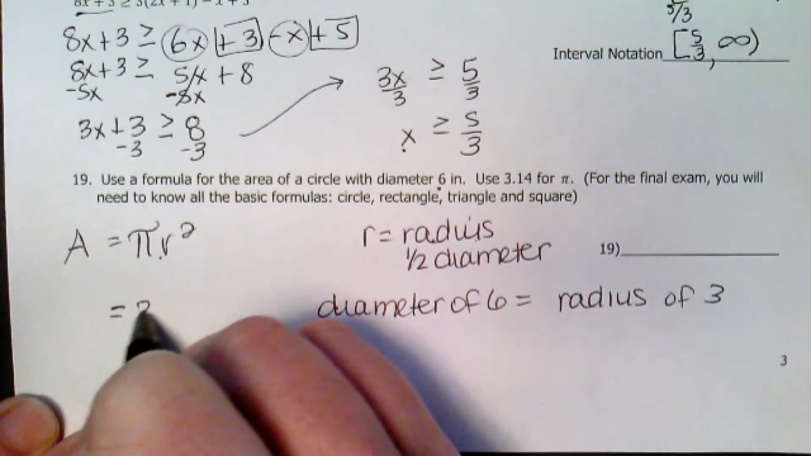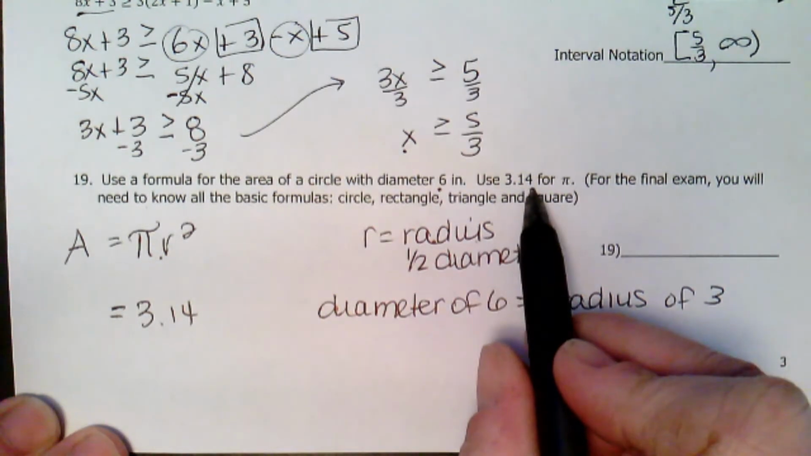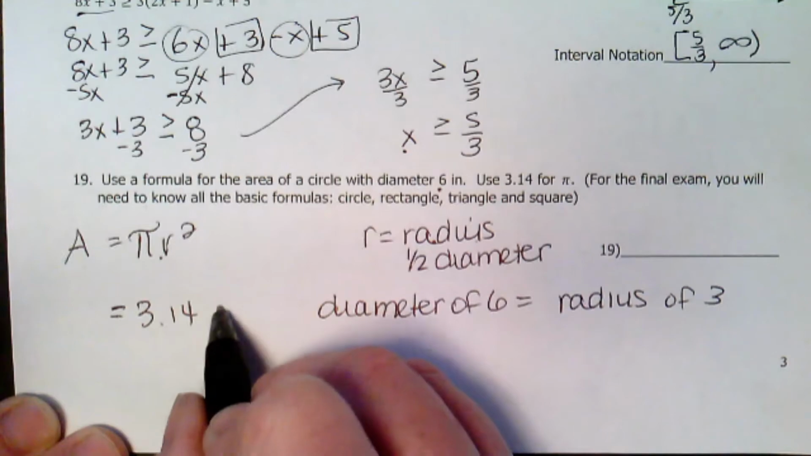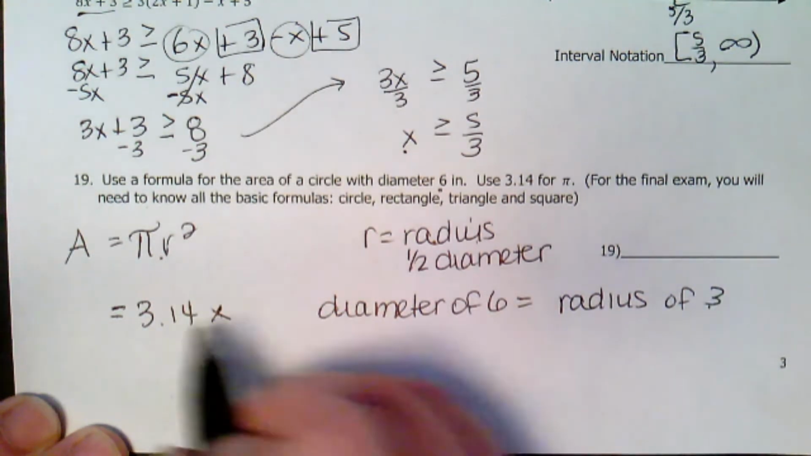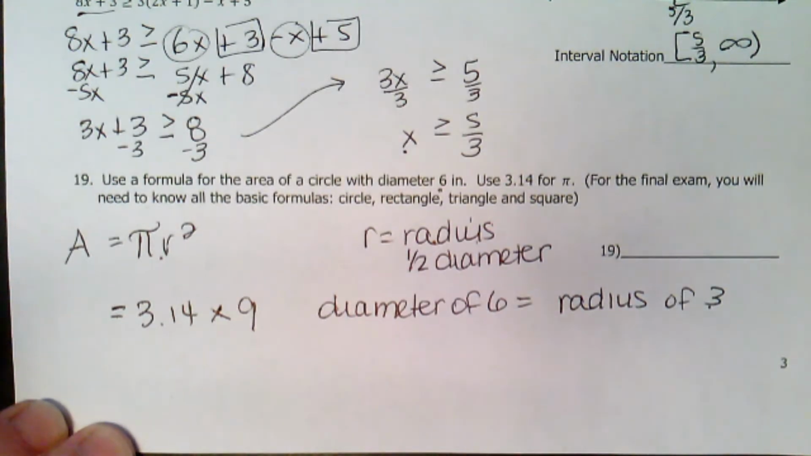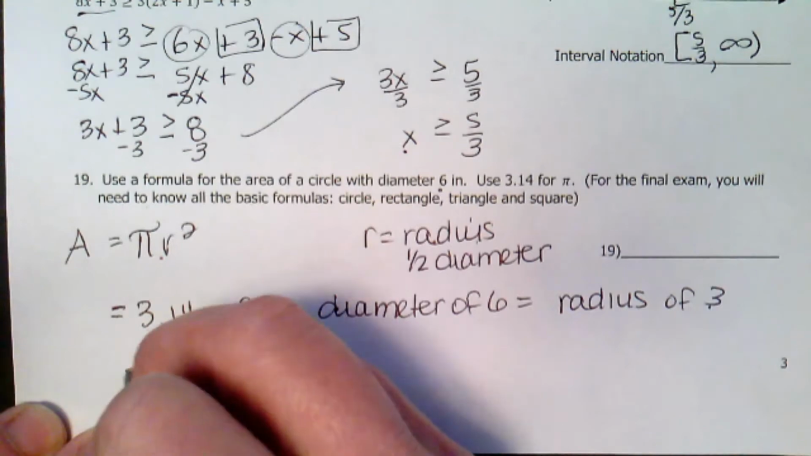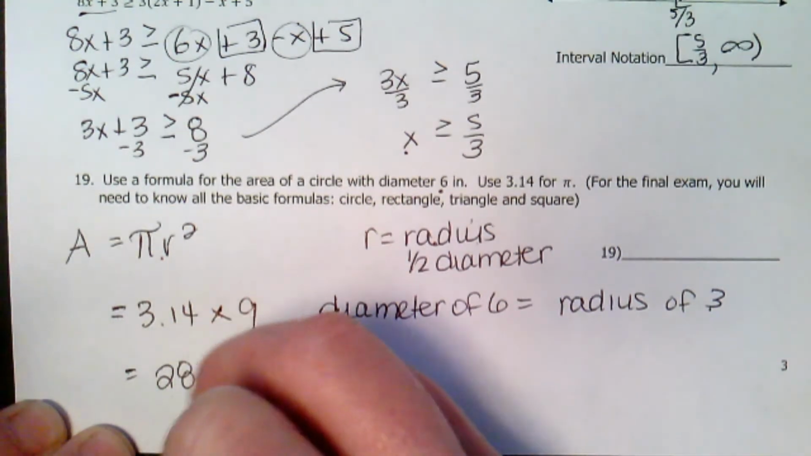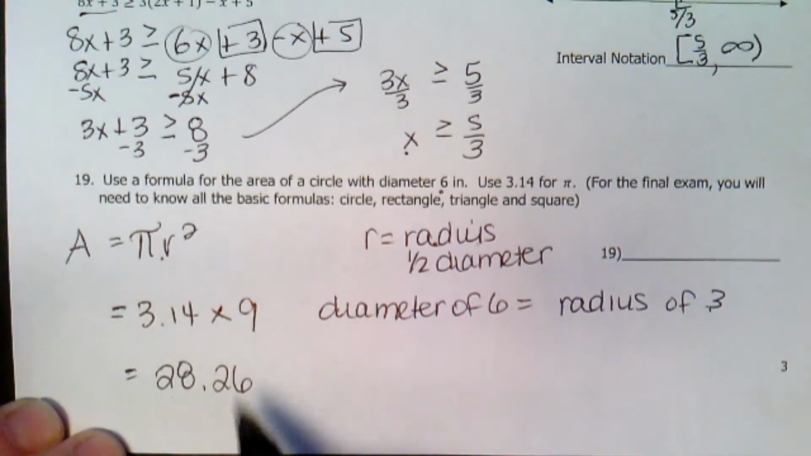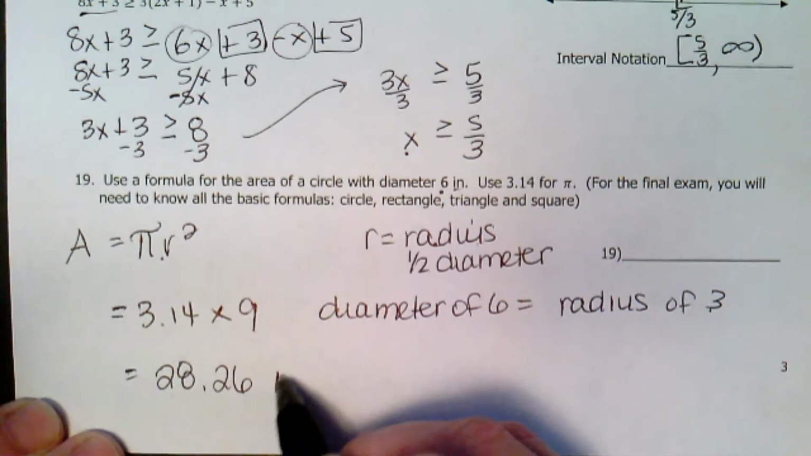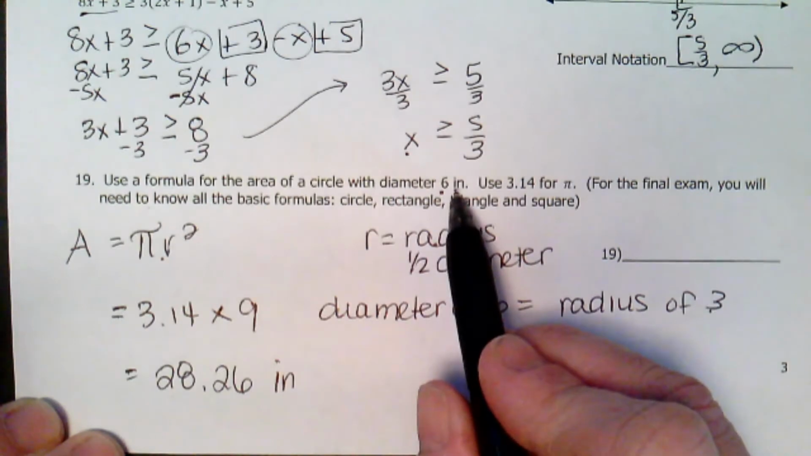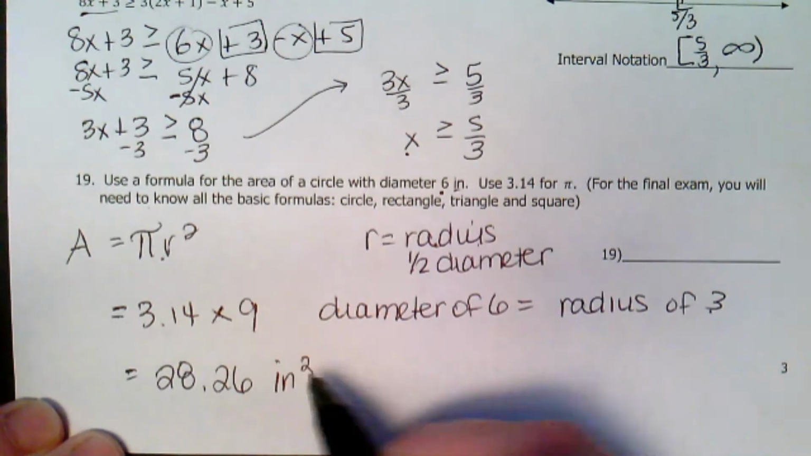So we have 3.14, because that's what they told us to use, times our r squared. So if our r is 3, 3 squared is 9. So we have 3.14 times 9, and we get 28.26. And then, let's see, inches is our unit, and then we remember area is always squared.